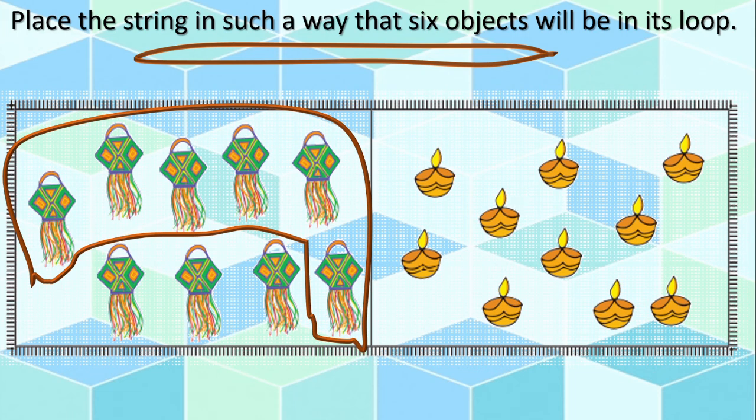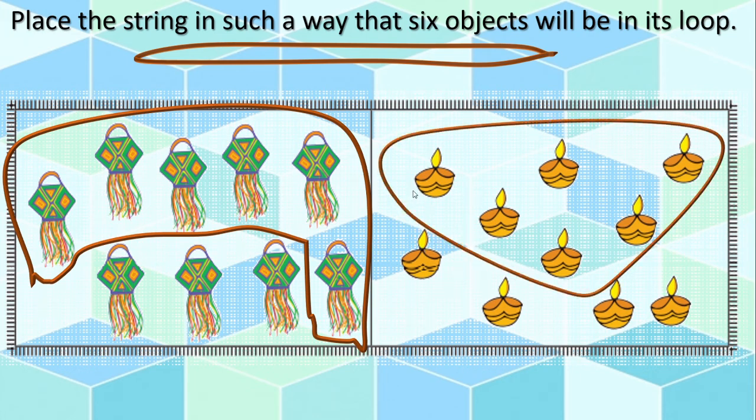We will move to lamps. Here also we can see so many lamps. Only 6 we have to adjust in the loop. See here slowly. Yes. 1, 2, 3, 4, 5, 6. Correct? Right?